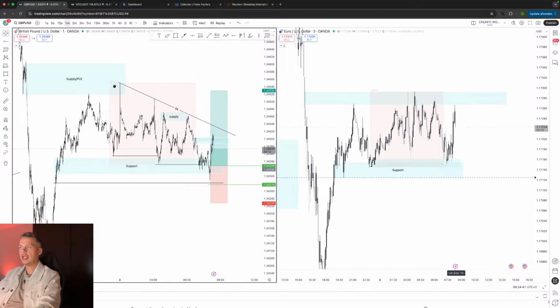We'll see a nice pullback right now, which is completely fine. Remember, we are in the golden pocket, in the golden fib area, so I couldn't care less. More liquidity to grab here.